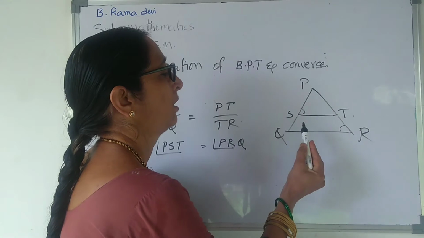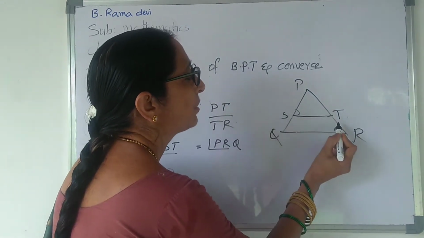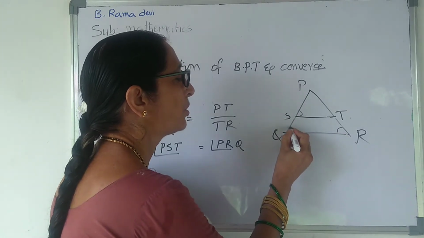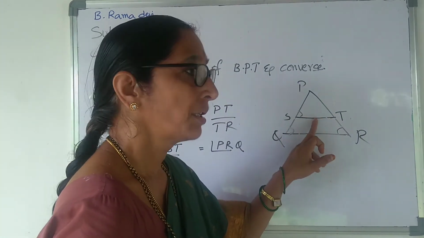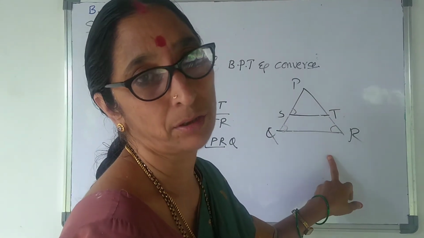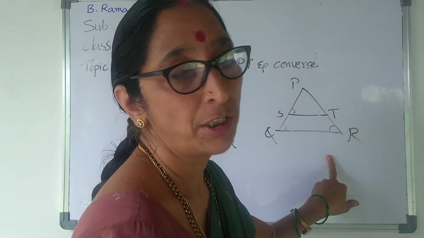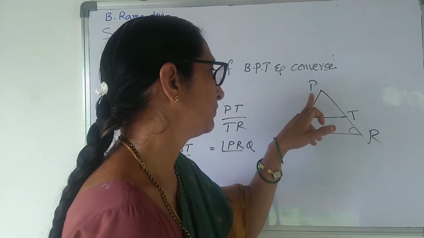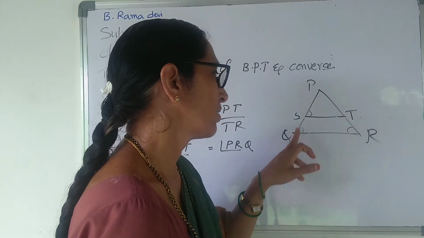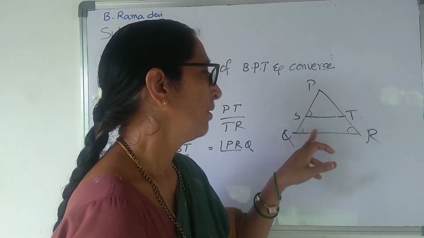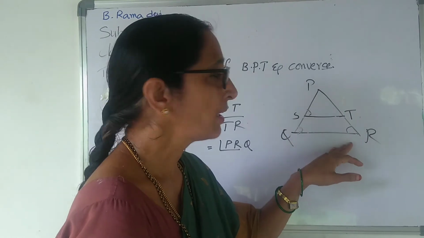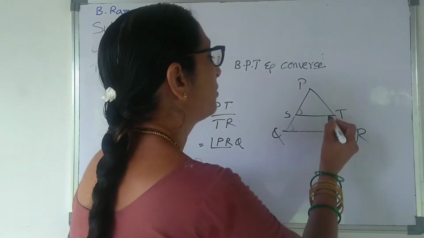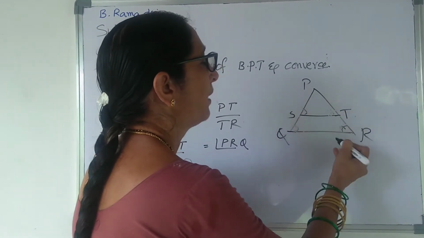So angle T is equal to angle R and angle S is equal to angle Q, because the corresponding angles are equal. Look at ST parallel to QR with PQ as the transversal. So angle S is equal to angle Q. ST and QR are parallel lines and PR is the transversal. So angle T is equal to angle R.